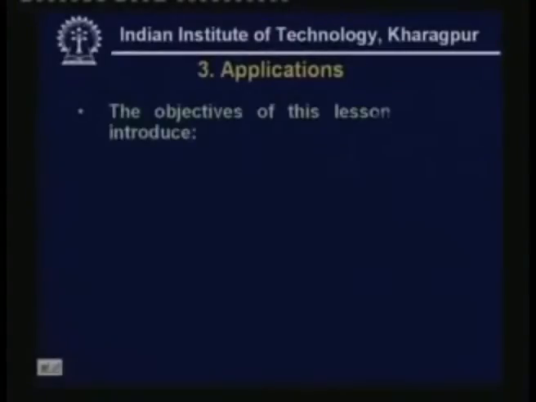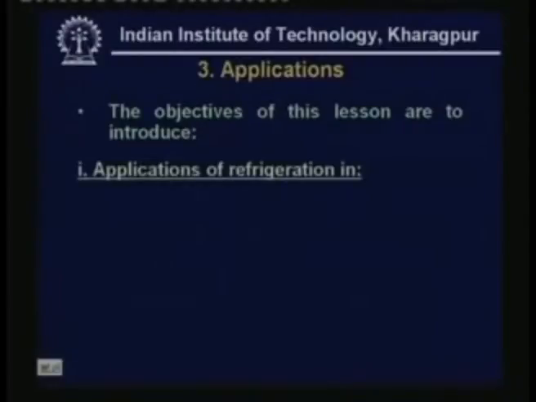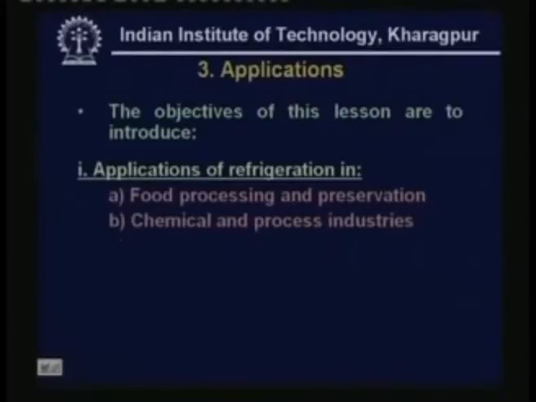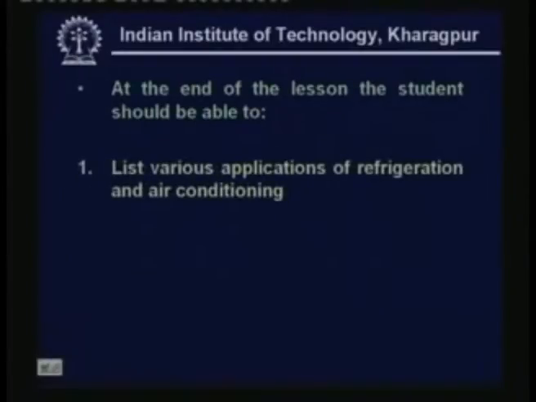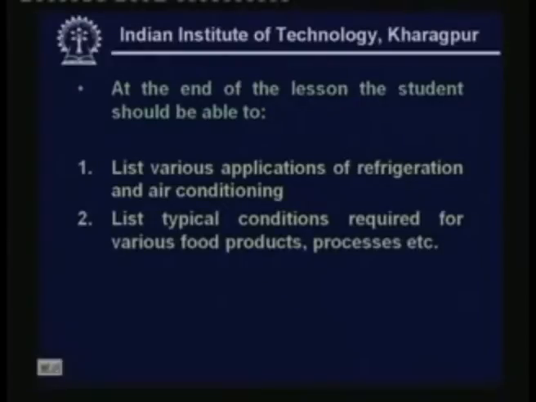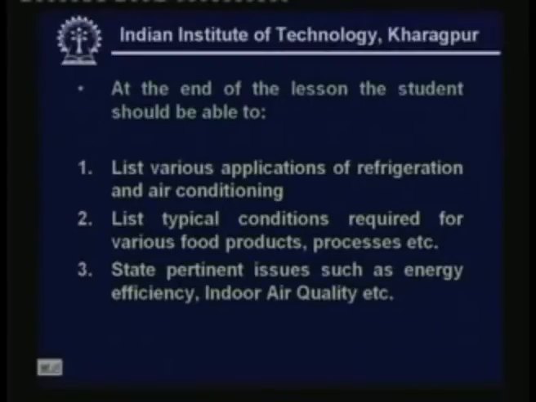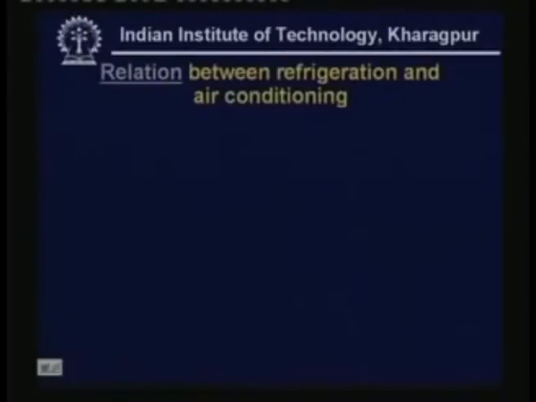The objectives of this lesson are to introduce applications of refrigeration, particularly in food processing and preservation, in chemical and process industries, and some special applications of refrigeration, and then to introduce the applications of air conditioning for industrial and for comfort applications. At the end of the lesson, you should be able to list various applications of refrigeration and air conditioning, list typical conditions required for various food products and processes, and state pertinent issues such as energy efficiency, indoor air quality, etc.